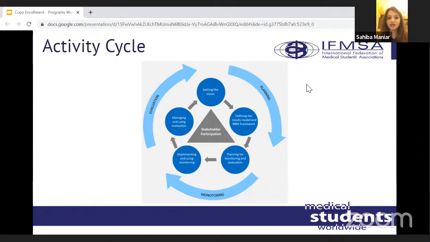But a basic idea would be, you need to have a clear vision on what it is that you want to address with your activity. After that, you discuss defining the results, and you think about your expected outcome. You then go to planning the monitoring of your activity and the evaluation of your activity. How are you going to monitor its developments? How are you going to evaluate its progress? How are you going to measure its impact?